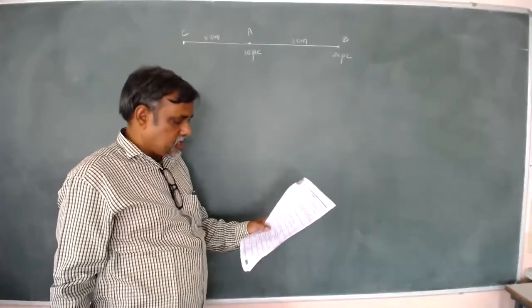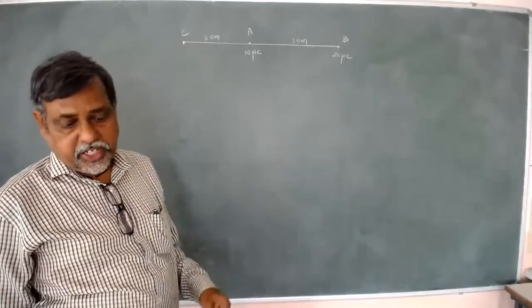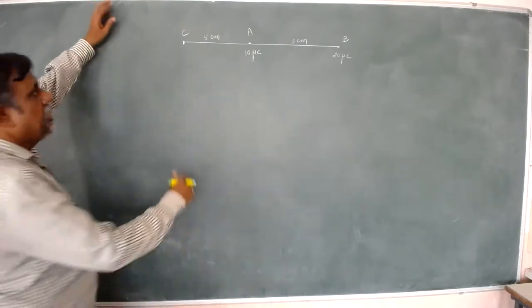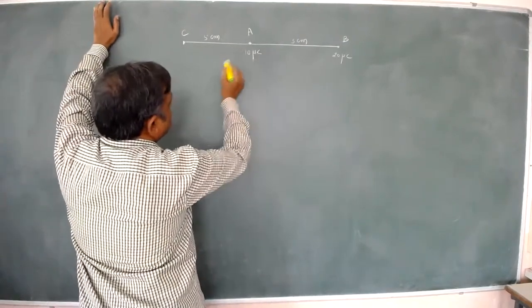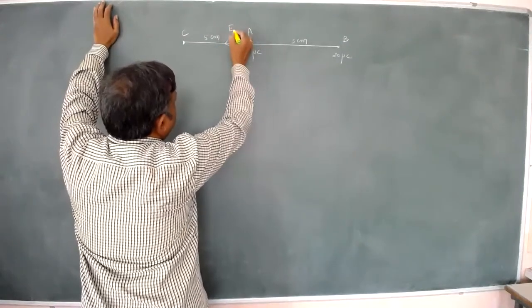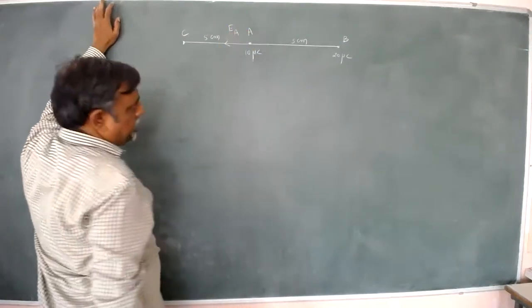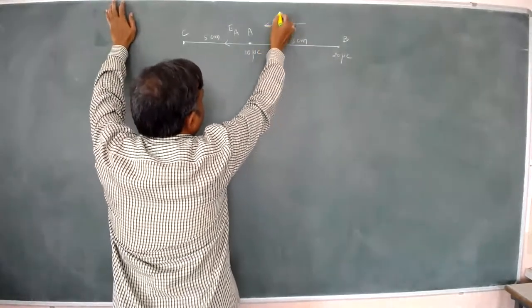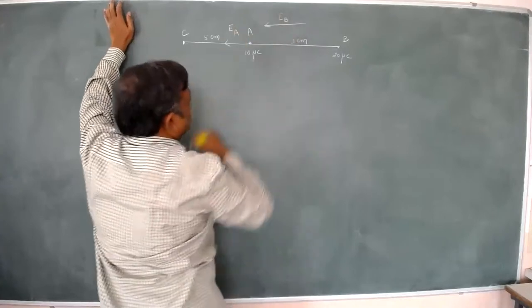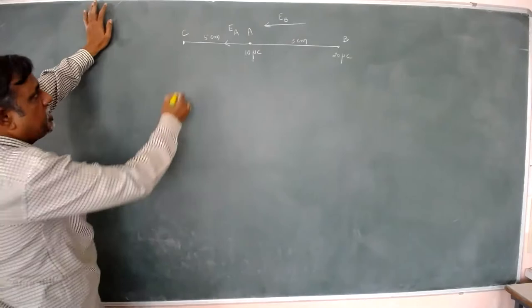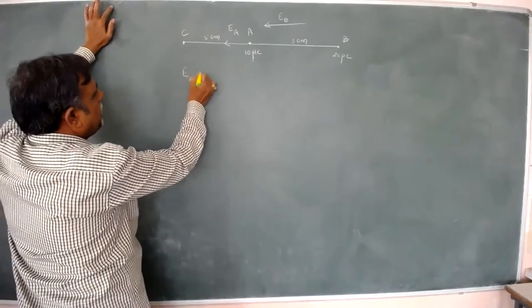This is C. The resultant electric intensity, that means the electric field intensity, you need to calculate at C. Due to this positive charge, the electric field will be in this direction, E due to A. Next step. It will be radially outward. So the resultant electric field due to B is also in the same direction.